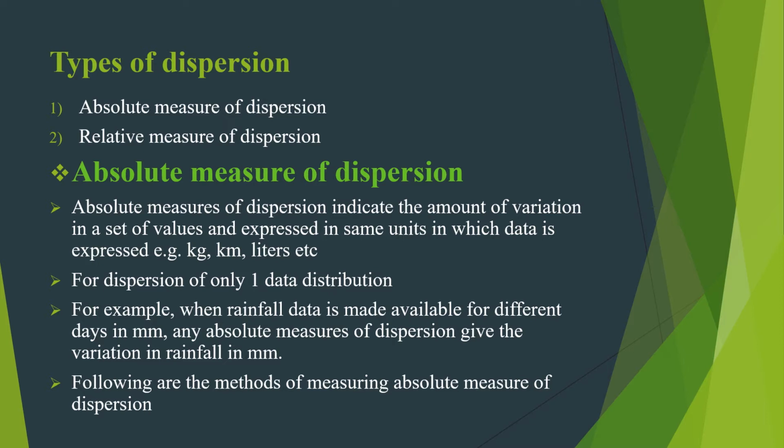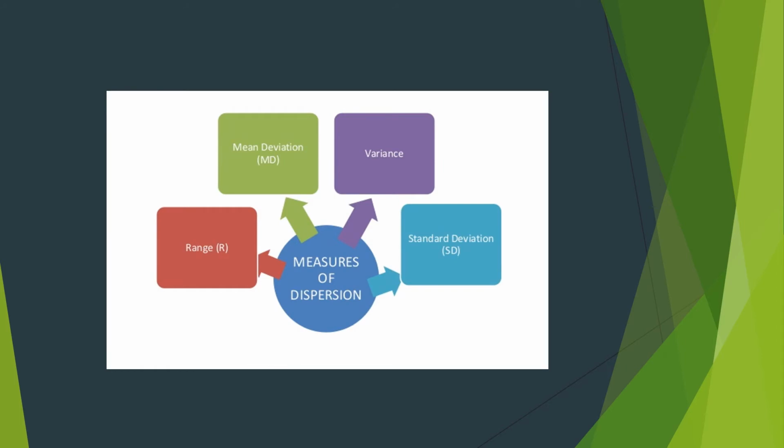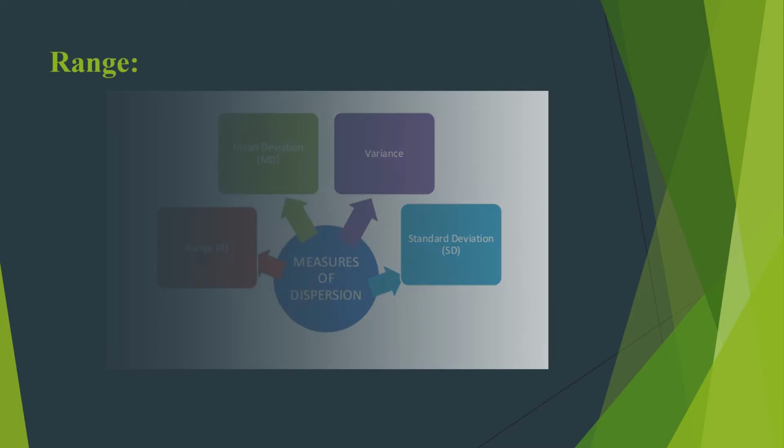For example, when rainfall data is made available for different days in millimeter, any absolute measure of dispersion gives the variation in rainfall in millimeter. The following are the methods of measuring absolute measure of dispersion: range, mean deviation, variance, and standard deviation.